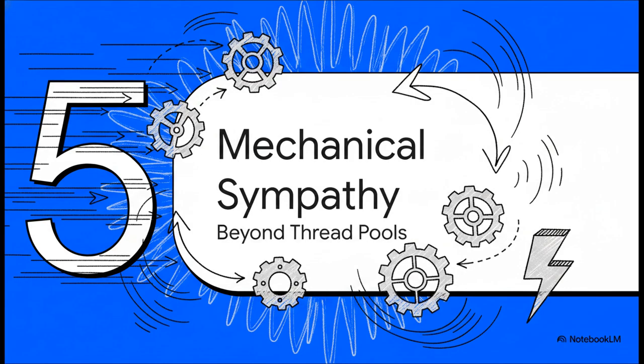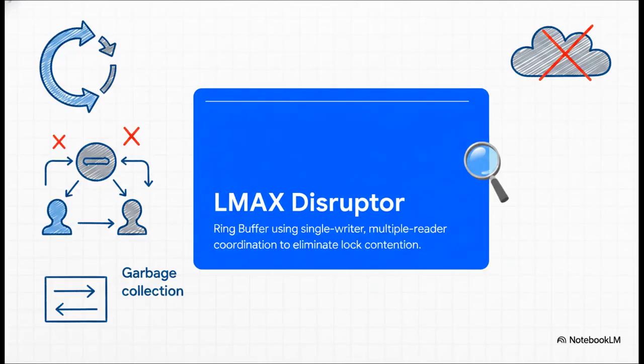Section 5. Mechanical Sympathy, Beyond Thread Pools. But what if you need to go even faster? Say you're in an ultra-low latency environment. Think like high-frequency trading. In that world, even a perfectly mathematically tuned thread pool is just way too slow. Standard architecture completely fails. Enter the LMAX disruptor. See, in high-frequency trading, standard bounded queues fail because of lock contention. You get two threads trying to read and write to the same queue, and they just lock up the system.